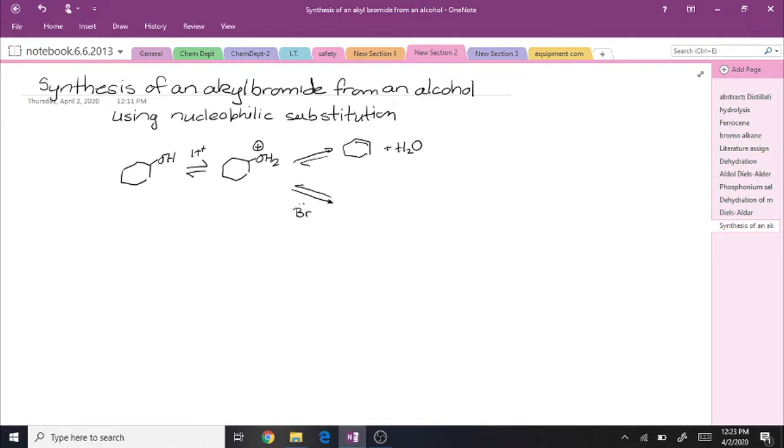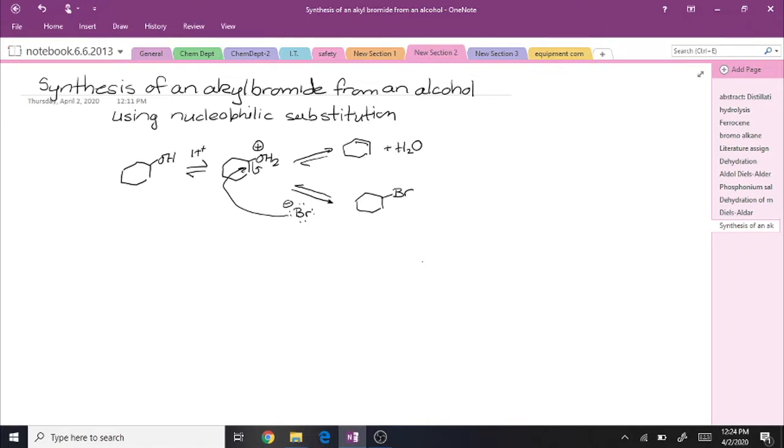bromide anion present from sodium bromide. The bromide anion is a nucleophile, and so it can substitute, attacking that carbon, kicking out the oxygen, and instead of an elimination, we get a substitution reaction. In this case, we're getting a substitution rather than an elimination reaction because we have a good nucleophile present.